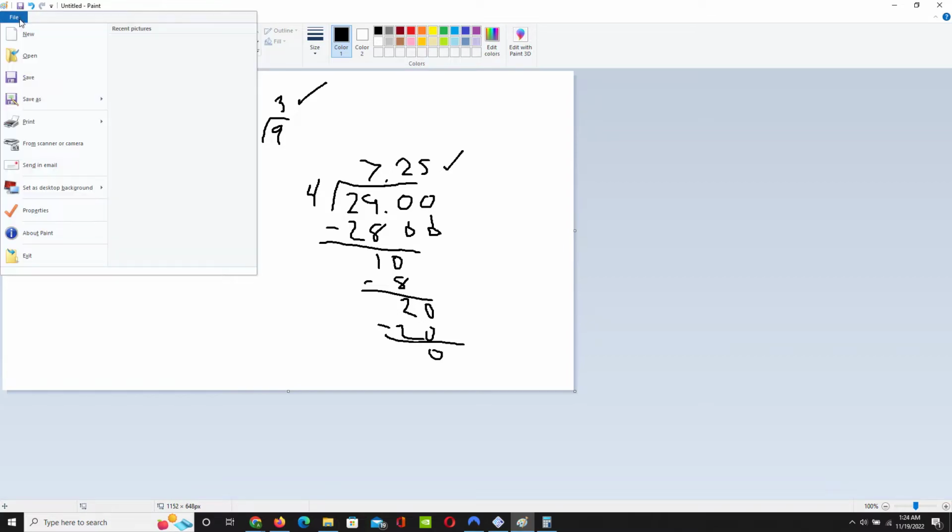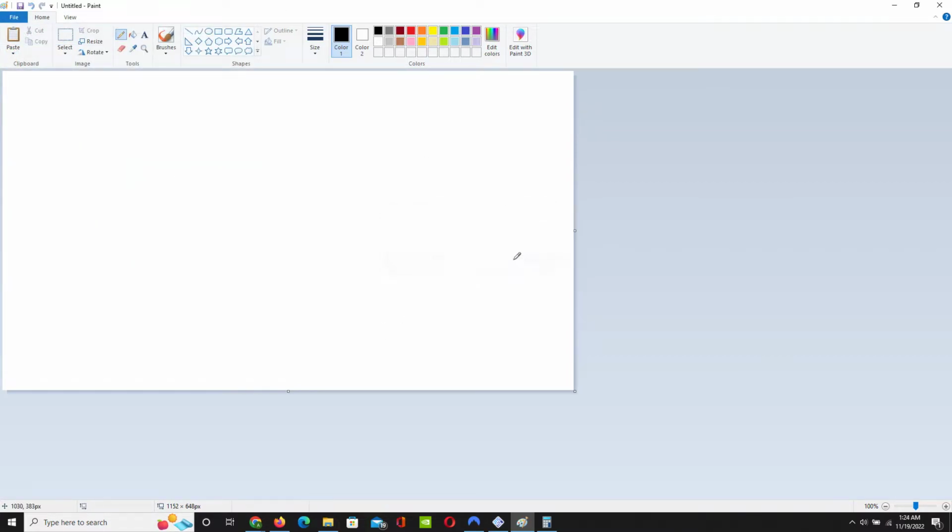Alright. So now let's try some bigger numbers. Let's try 4. Or actually we already did 4. Let's try 7. That doesn't look like a 7, but it's a 7. 7 into 99. Okay, so 7 can go into 99, but let's not forget the first number. 7 can go into 9 once. So we minus 7. We get 2.